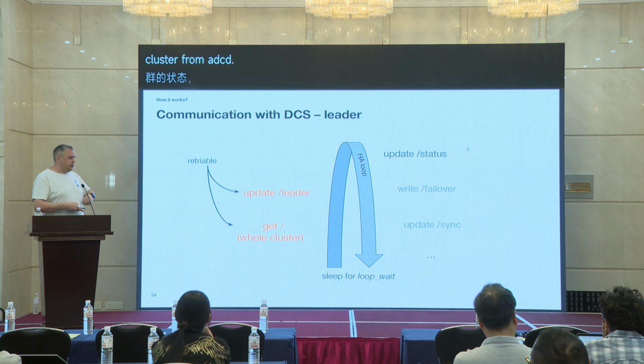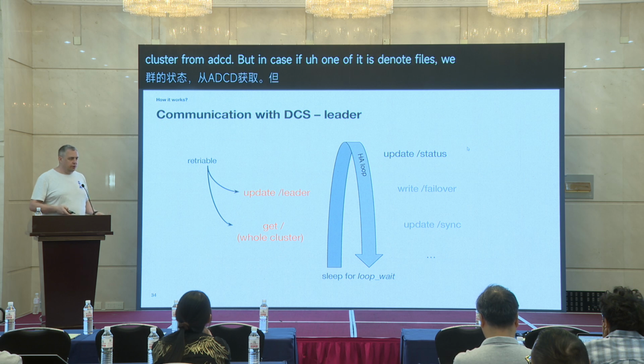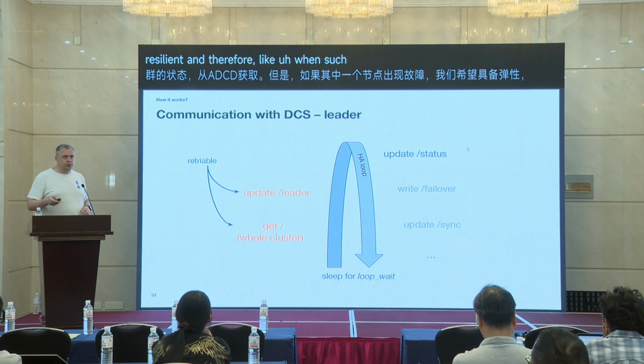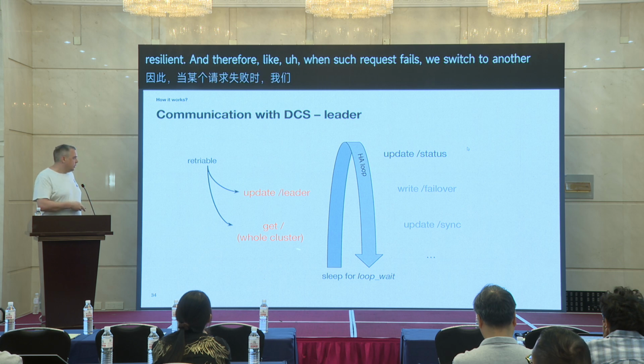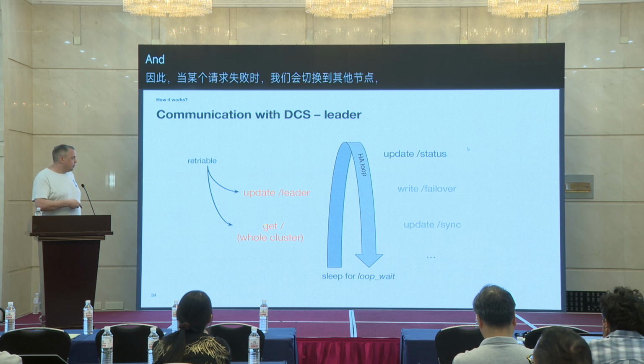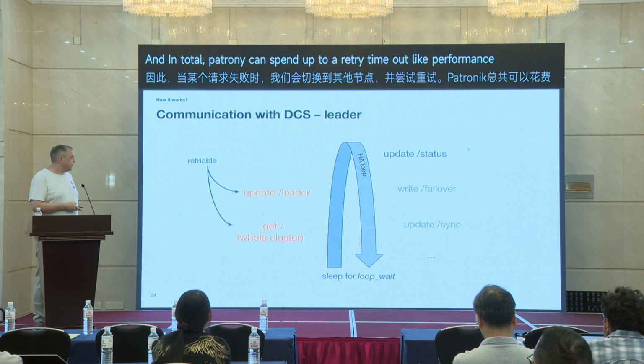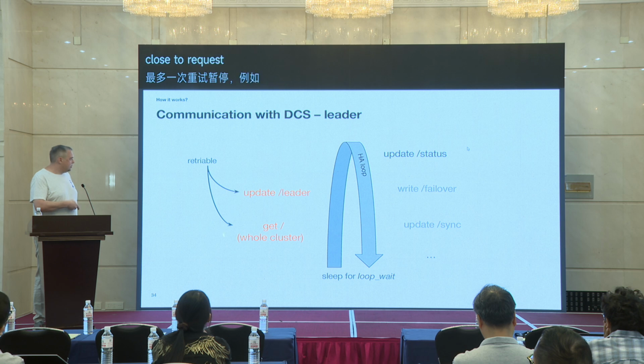But in case one of the etcd nodes fails, we want to be resilient, and therefore, when such a request fails, we switch to another node and retry. And in total, Patroni can spend up to retry timeout performing such a get cluster request.